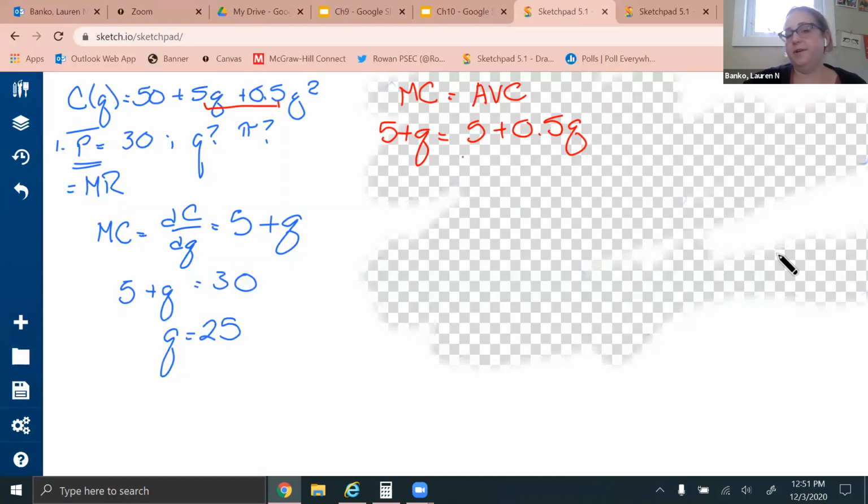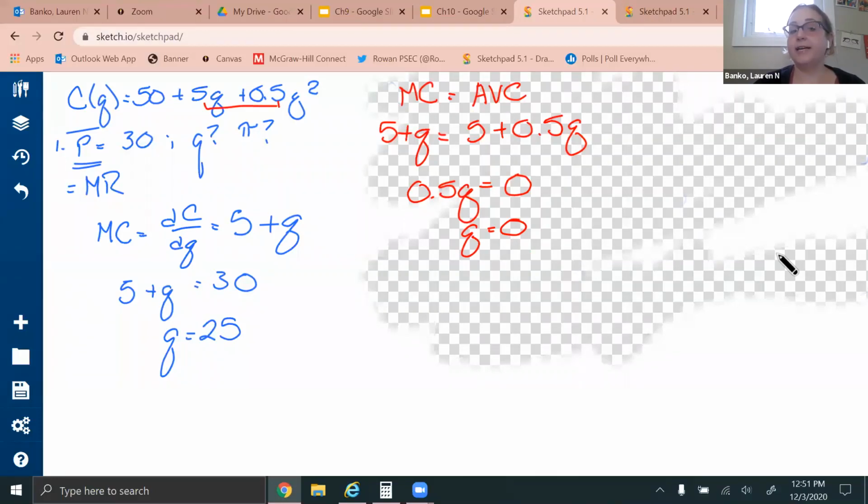So we can subtract 0.5Q on both sides. And then subtract 5, but 5 minus 5 just goes to 0. And if we divide by 0.5 on both sides, we just get Q equals 0. What this says is that the minimum point of our average variable cost happens when our quantity is 0. So like that lowest point is on the axis, right? When Q is 0.